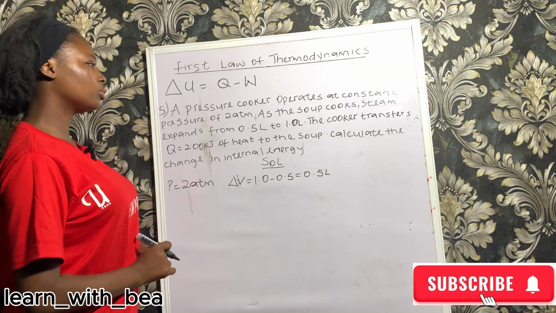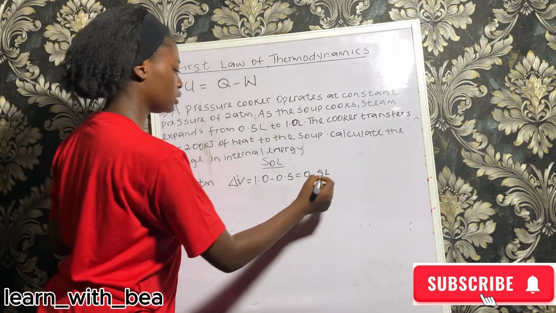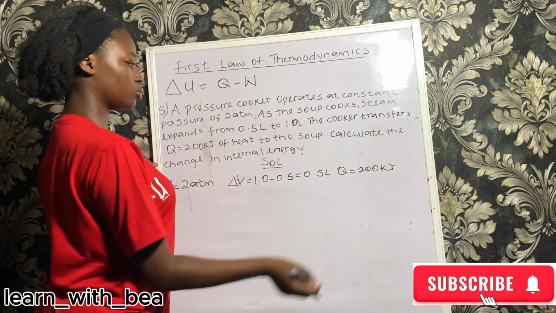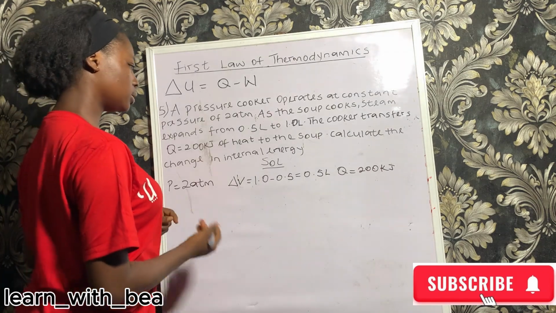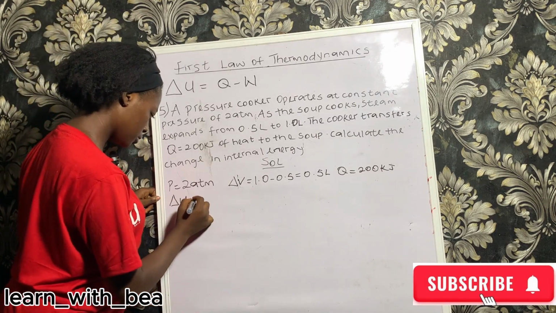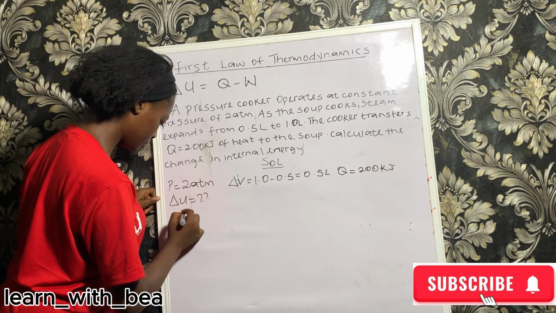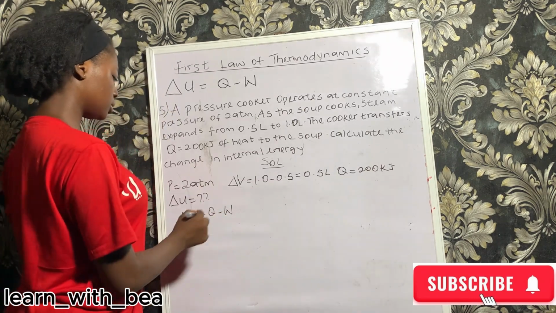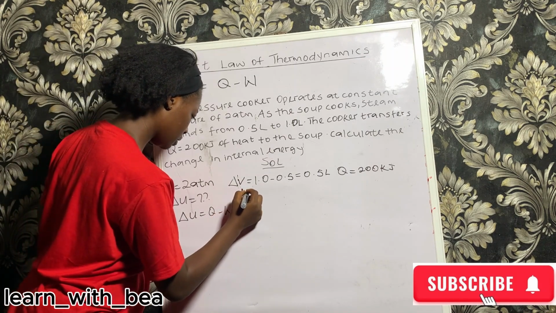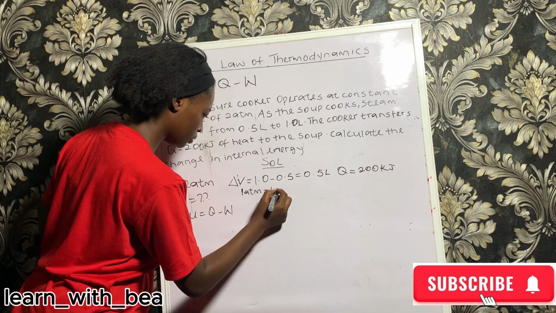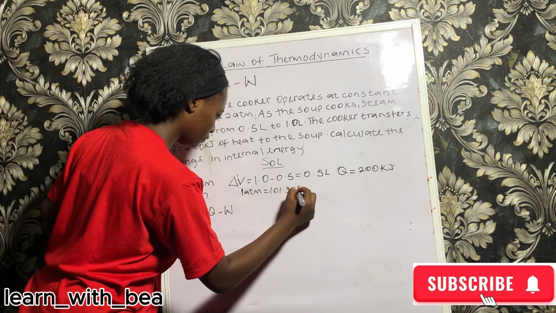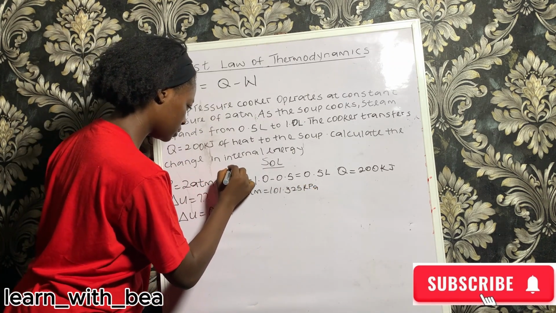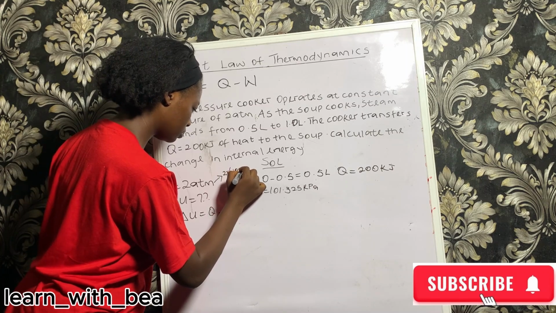The cooker transfers 200 kilojoule of heat to the soup, so it is added to the soup. Calculate the change in internal energy. So just our normal formula, Q minus W. Let's change this. 1 atm is 101.325 kPa, so 280 now will be 2 times 101.325.